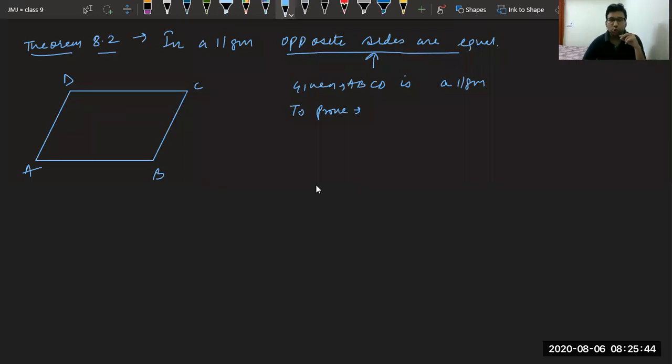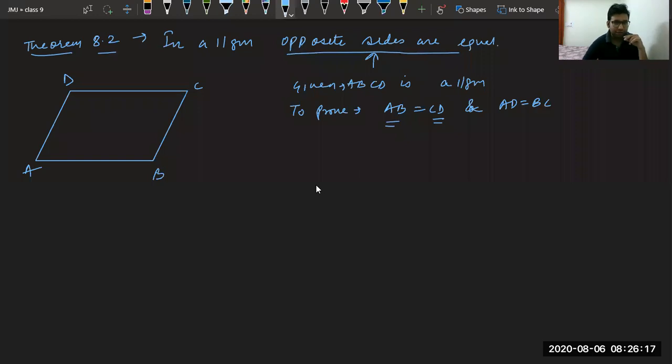Now see, to prove we have to prove that AB equal to CD and AD equal to BC. It is very easy. To prove this, we have to see in which triangles we can find AB and CD. All of you? Okay, Abin has a question. But Abin, 1 second. First, answer me this thing. In which triangles do you find AB and CD?